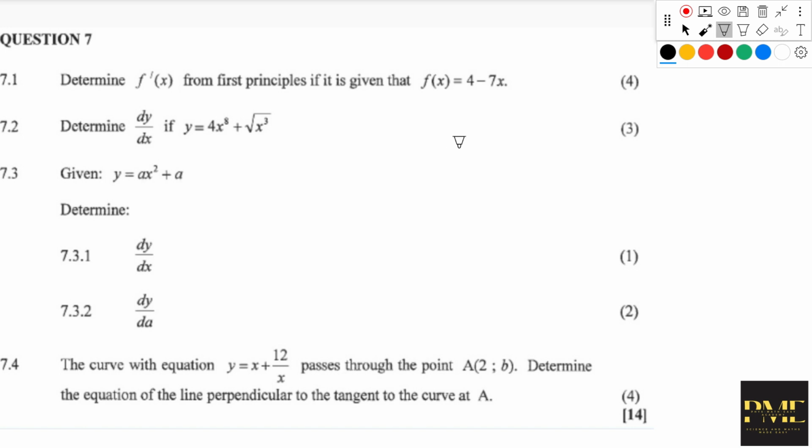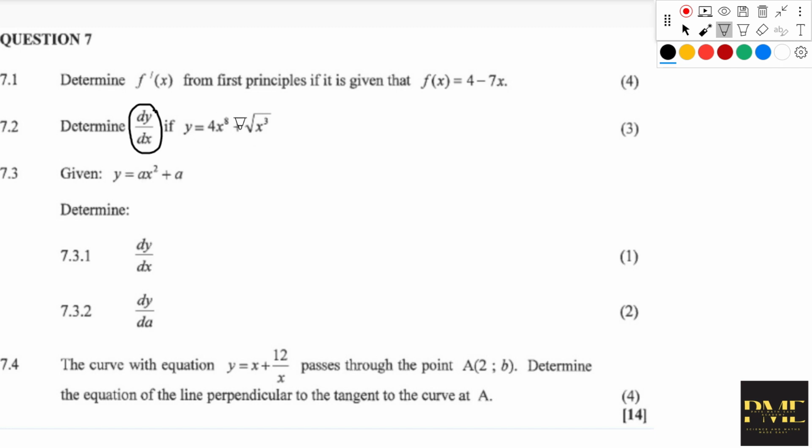All right, determine dy over dx if y is equal to 4x exponent 8 plus square root of x cubed, guys. Okay, so let me just say this, guys. Just to make sure we all understand the statement, determine dy over dx, it means find the derivative. Make your equation in such a way that you have y equal to something in x, then conduct a derivative.